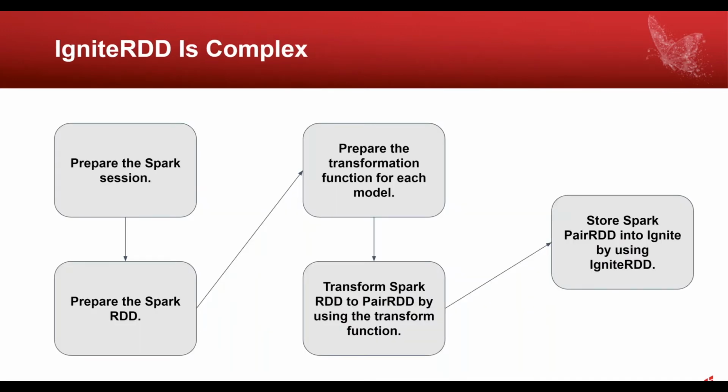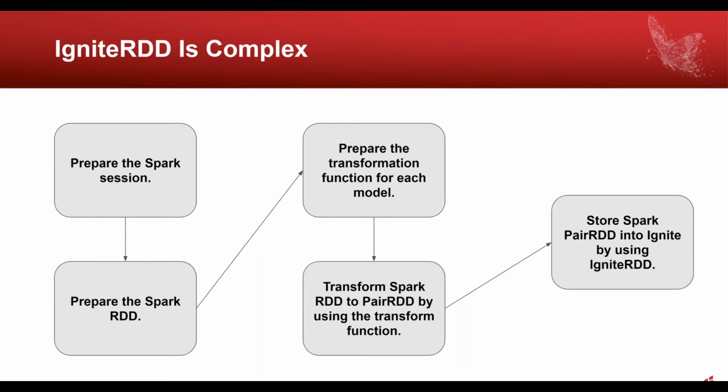This is the flow that IgniteRDD has, and you can see that it's pretty complex because you need to prepare this transformation each time. For example, if your source has a lot of fields, it can be really hard to implement such a function.